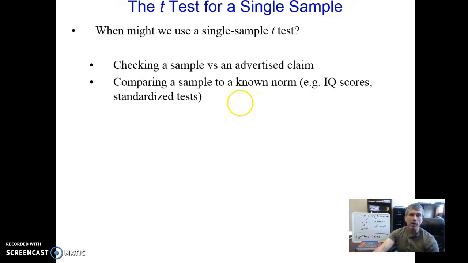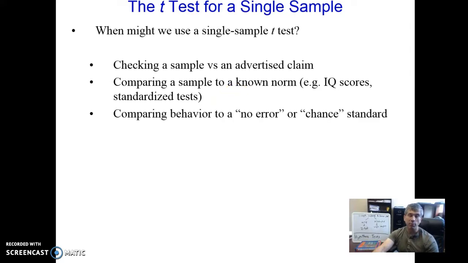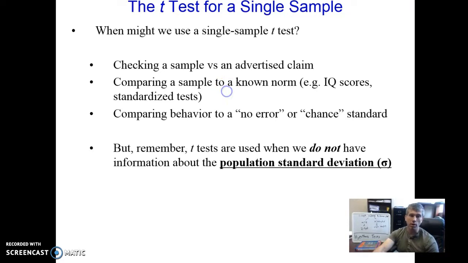We also can compare a sample to a known norm. A lot of standardized tests will have population means that are established, but may not have measurements on variability. Or again, what we already mentioned, we compare behavior to a chance standard, something that's based in probability. What would happen if you guessed every time? That can form our population mean, but we don't know the variability.